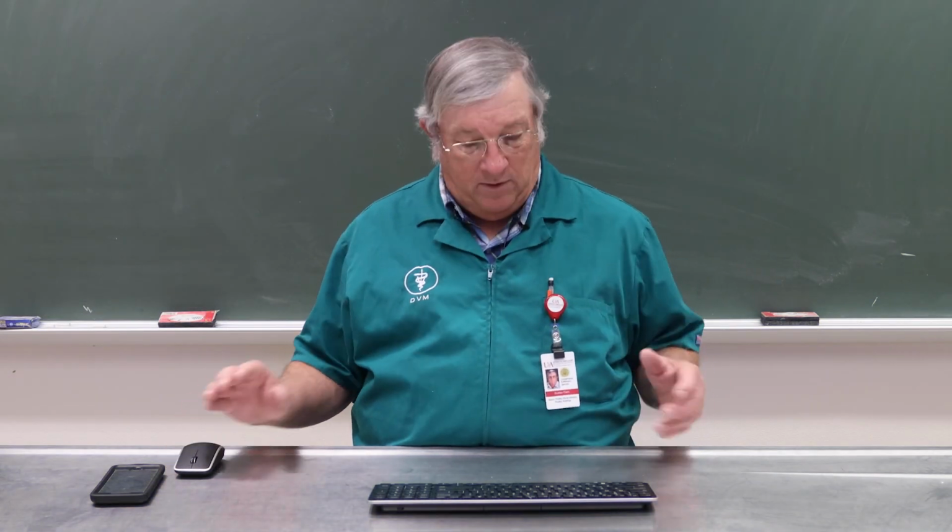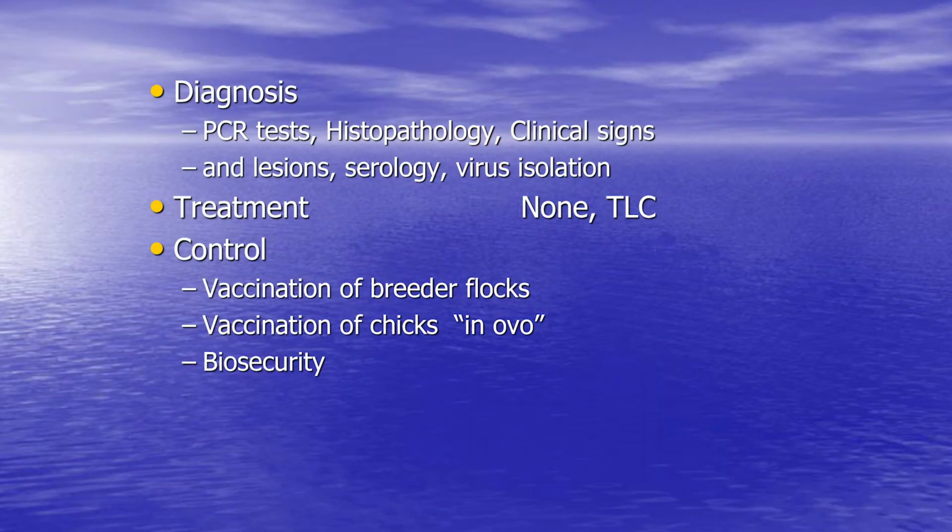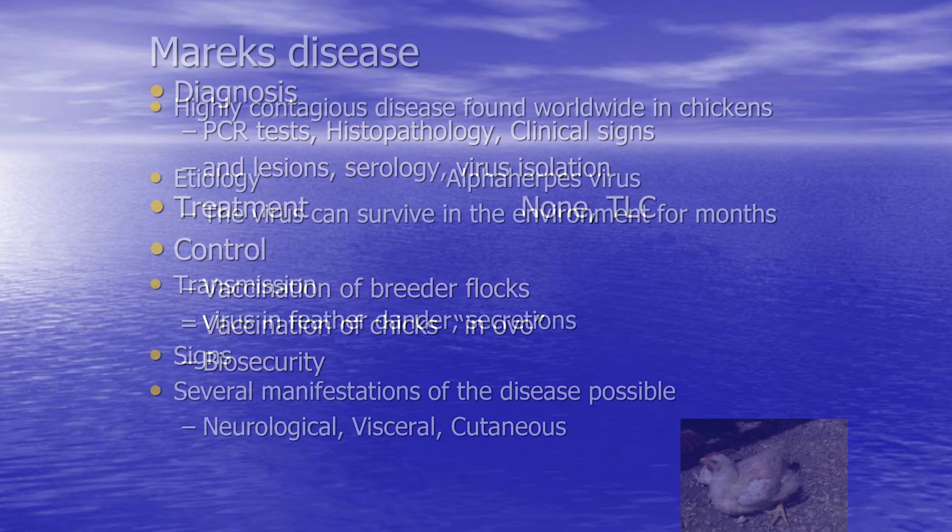How do we control it? Well, vaccination of the breeder flocks. The goal is to vaccinate those breeder birds with many of the vaccines that we use in the breeder birds, so that we want the females to produce eggs that have those antibodies in the egg. Now we can also vaccinate the chicks, and the vaccine is available for use even in the egg, what's called in ovo vaccination. That's vaccinating in the egg. And then again, biosecurity, keeping the disease out.